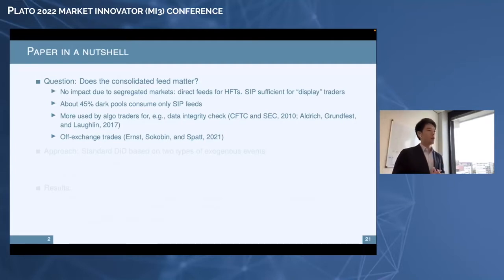But there's also counter evidence to the usage of the tape. For example, data show that 45% of the dark pools in the US consume only the SIP feed.